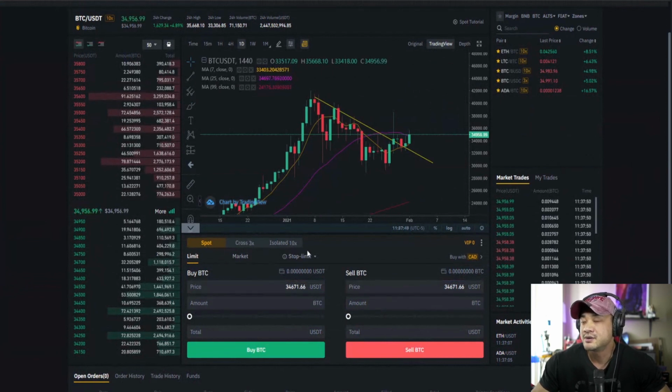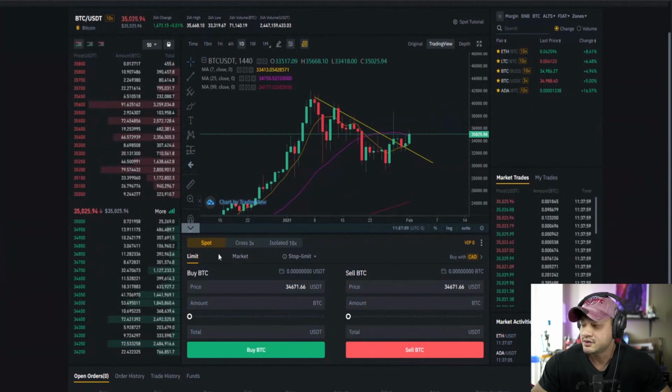Cross and isolated is something new that they've added. This feature basically, let's say you've got $1,000 in your spot wallet. Spot, oh, I should go over that. Spot means you're buying the actual asset.